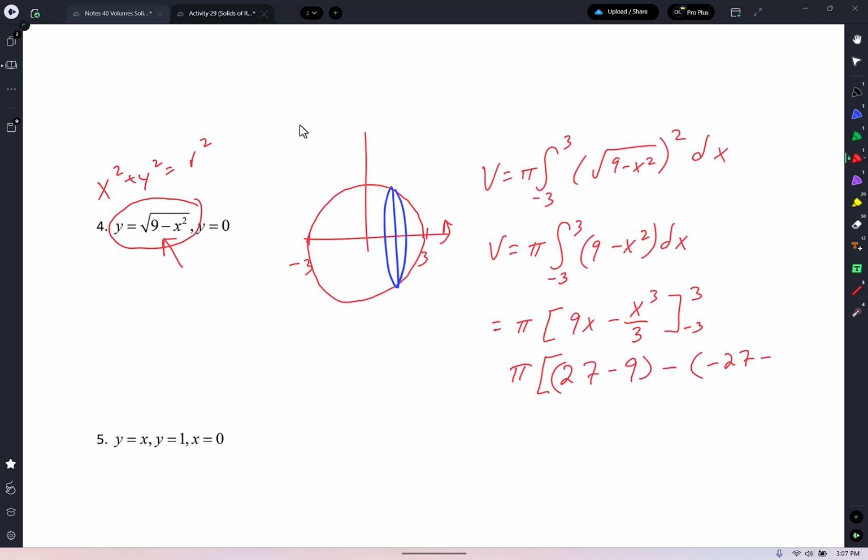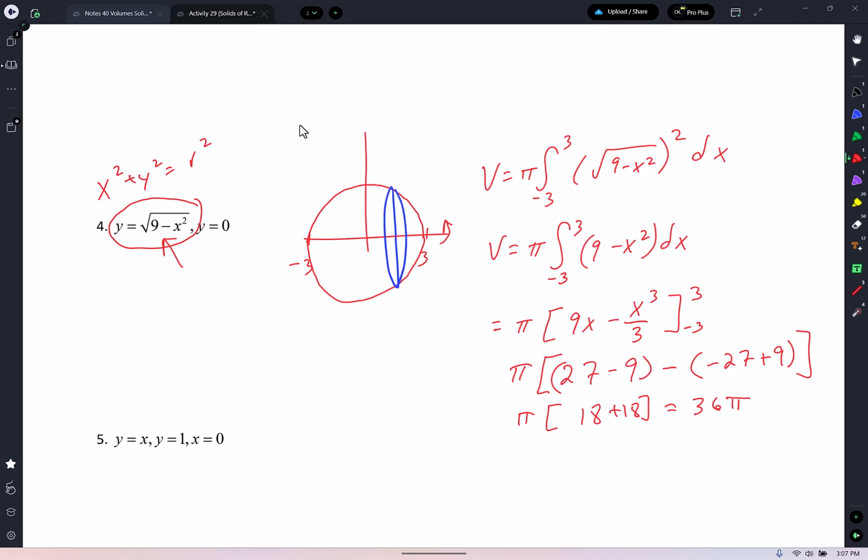Minus, what happened? Minus something, also plus. And again, I'm going to get a 9. So it looks like I got pi, and then this looks like 18 minus a negative 18, so plus 18. So 18 plus 18, that's 36 pi. Are we okay, guys?